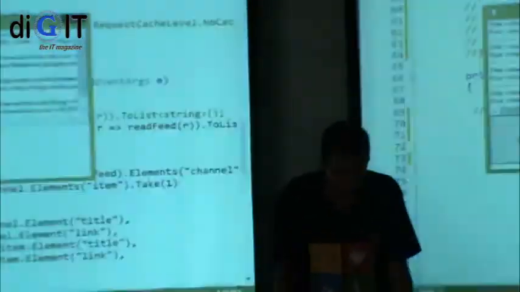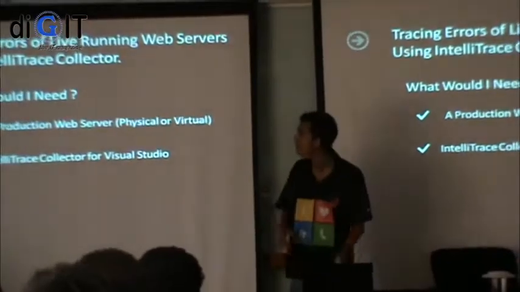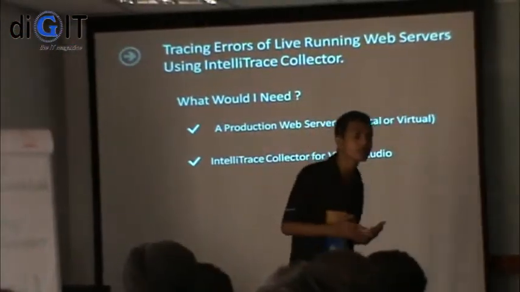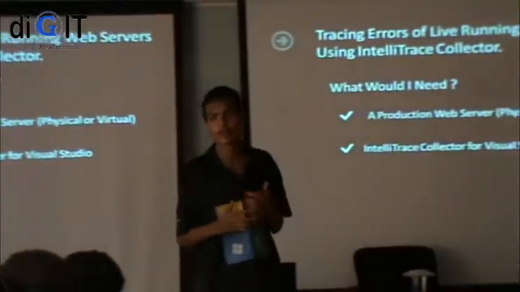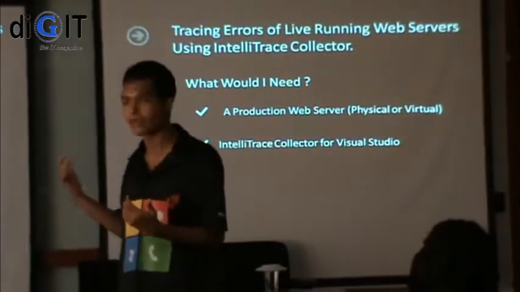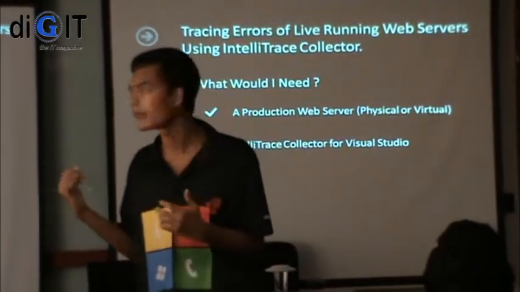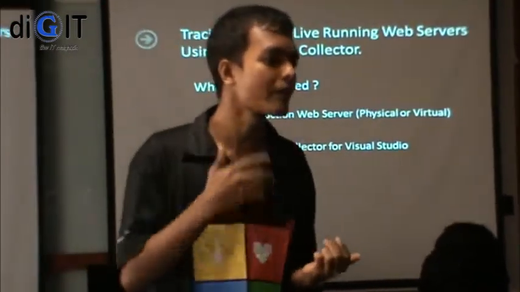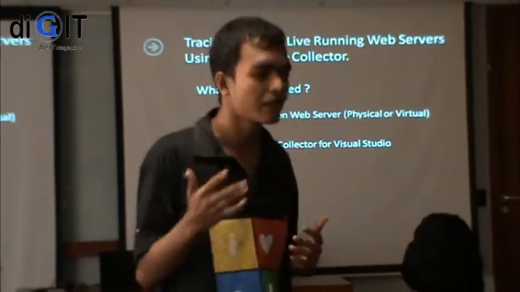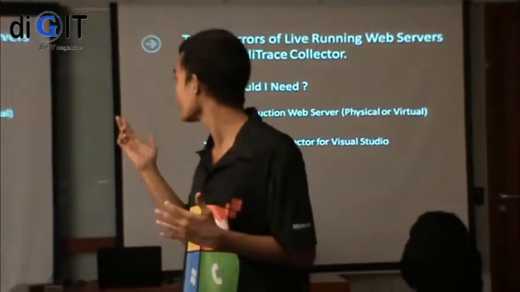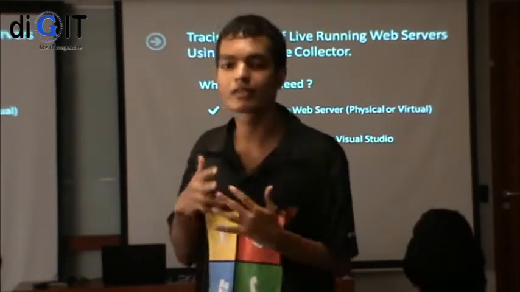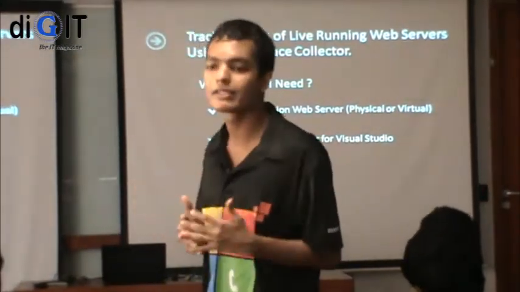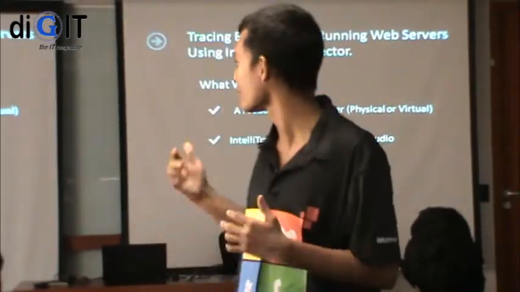Okay, then I will move to the third part. As the third part of our presentation, we will see how we can trace information from a live running web server without making it go offline. I am using Intellitrace Collector for Visual Studio 2012 to collect information from a production level web server which is running on the client environment, about threads, thread states, and any kind of exceptions and errors thrown by the server.